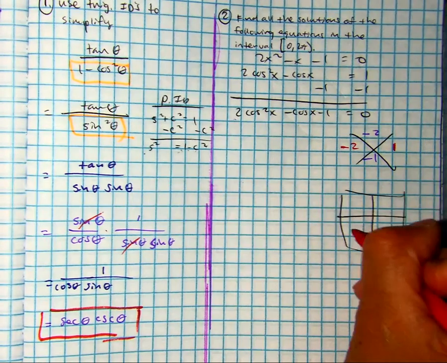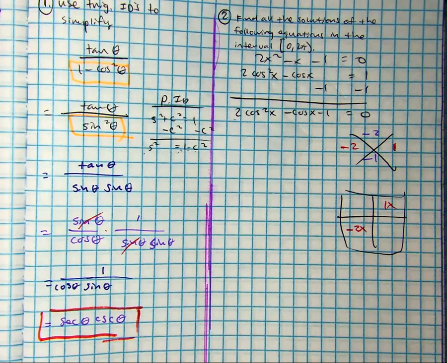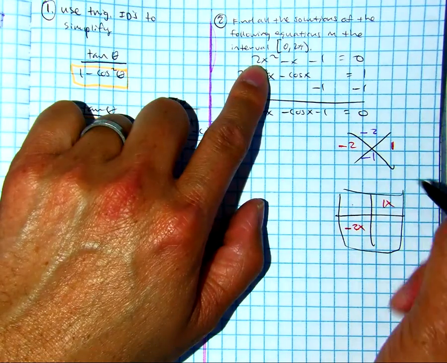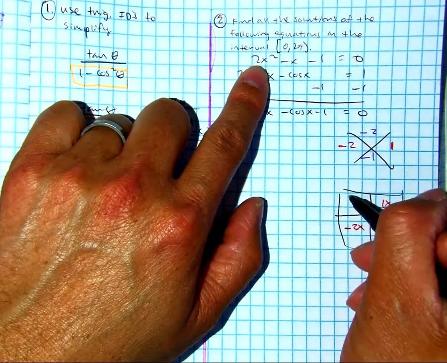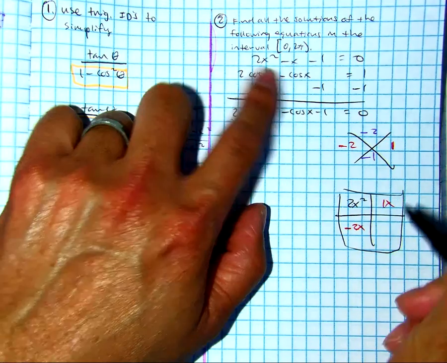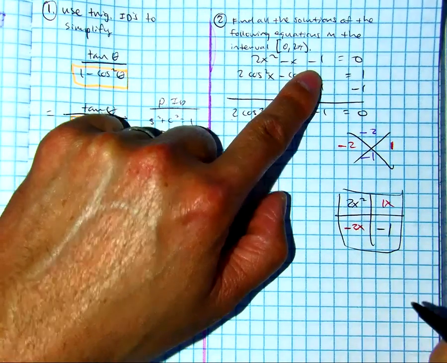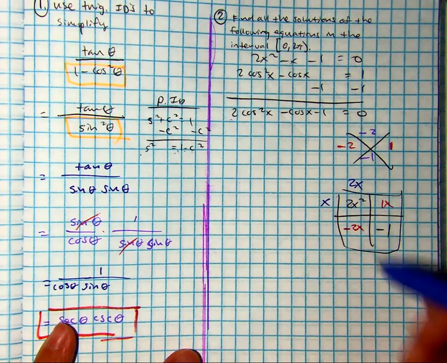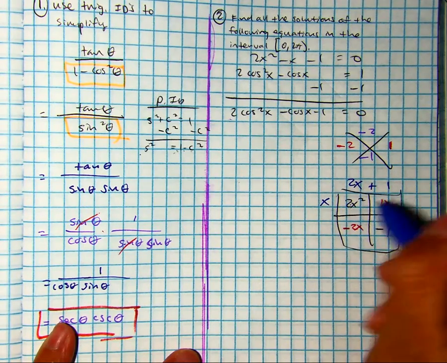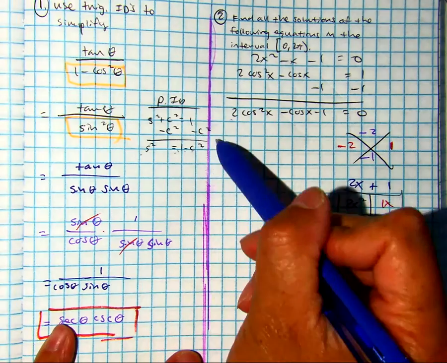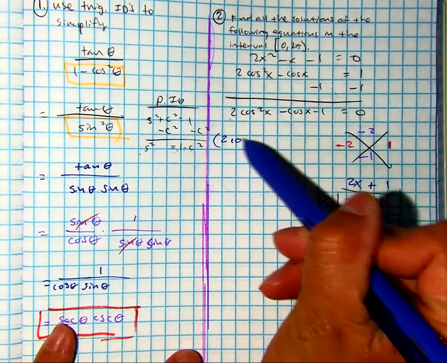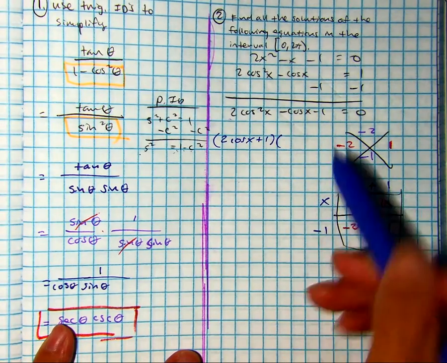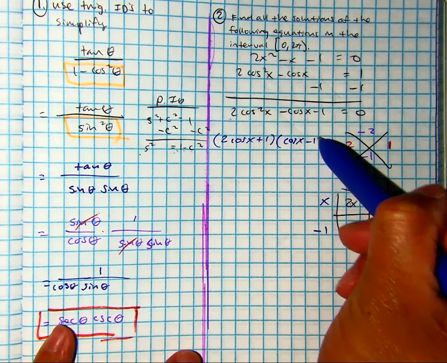Negative 2. So now I have negative 2x, 1x. This goes into the first box. You can do this with cosine, but I'll just do it without the trig function. So 2x squared and then a minus 1. So if I factor this, I'm going to get 2x, x. This will be a plus 1, and this will be a minus 1. So to factor this, I have 2 cosine x plus 1. So I'm just putting the cosine back in. And then cosine x minus 1 equals 0.